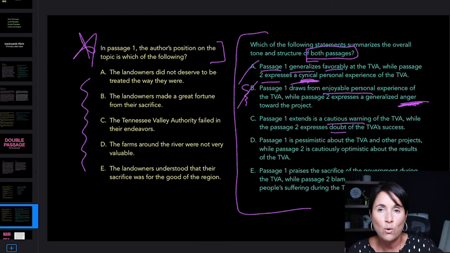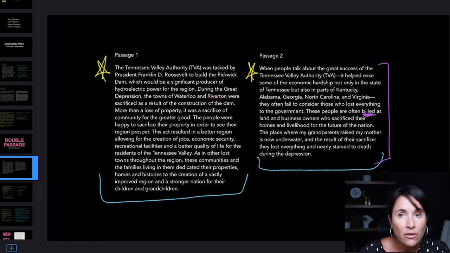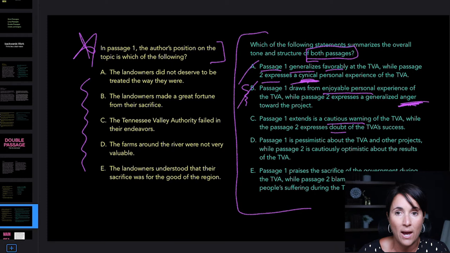But I'm telling you right now, if you start at the top of passage one, read all the way through to passage two, and then go into these questions, you're done. Your time is going away. And that's what's making it complicated and difficult for people. Think like a test maker, not a test taker.